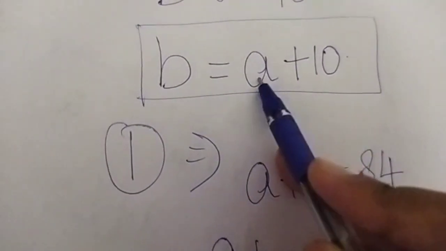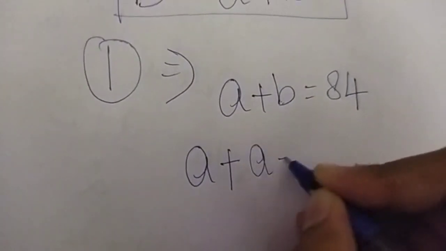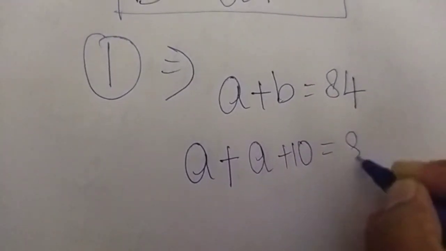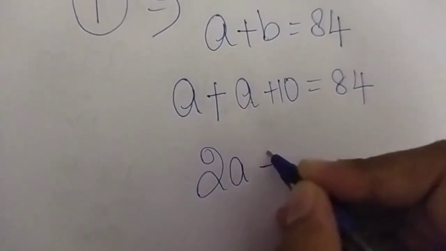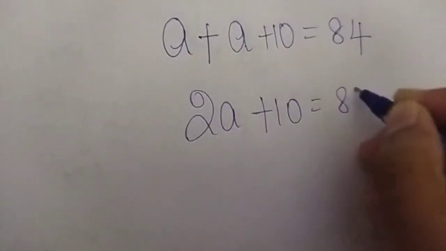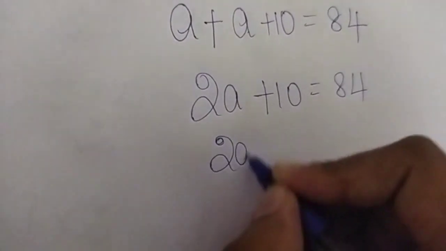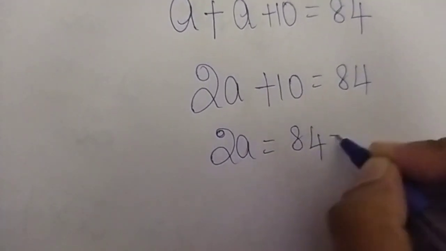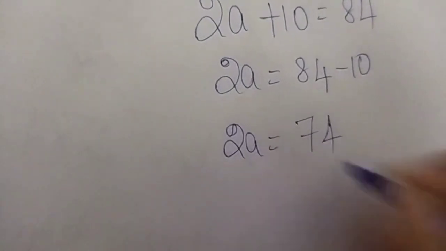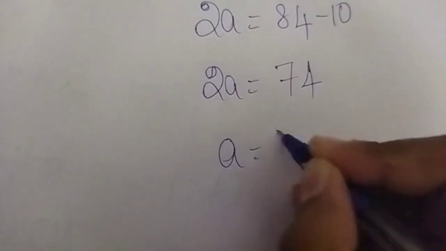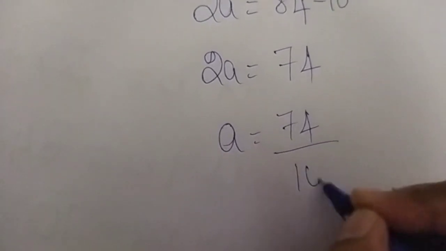What is the value of b? a plus 10 is equal to 84. a plus a, 2a plus 10 is equal to 84. 2a is equal to 84 minus 10. 2a is equal to 74. a is equal to 74 by 2.